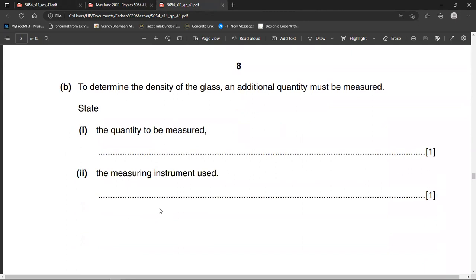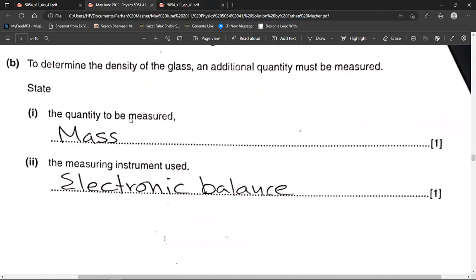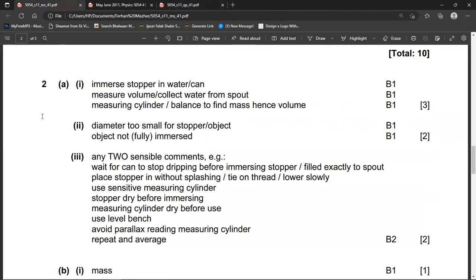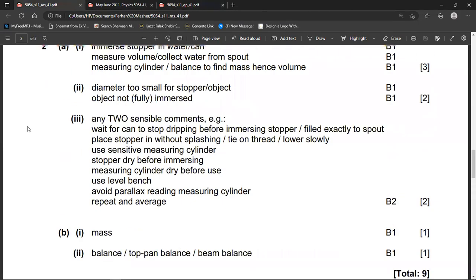To determine the density of the glass, an additional quantity must be measured. State it. Whenever you calculate the density, density is mass divided by volume. With the help of the measuring cylinder and the displacement can, you can find the volume. Now I also need the mass of that glass stopper. So the quantity which needs to be measured is the mass of the glass stopper, and the instrument which we can use is an electronic balance, top pan balance, whatever you like to write. So I've written mass is the quantity which we need to measure, and the electronic balance can be used.